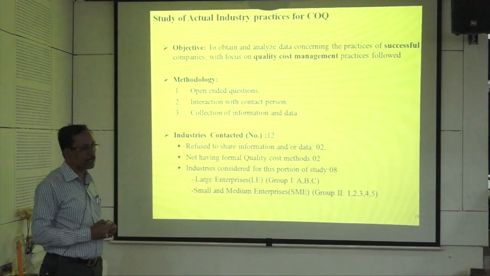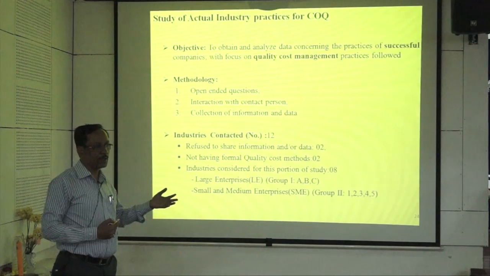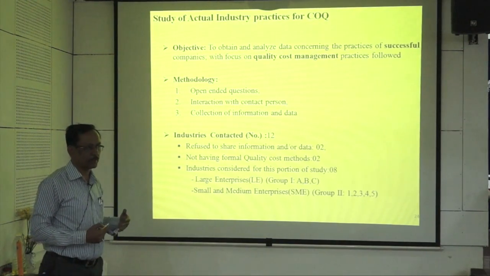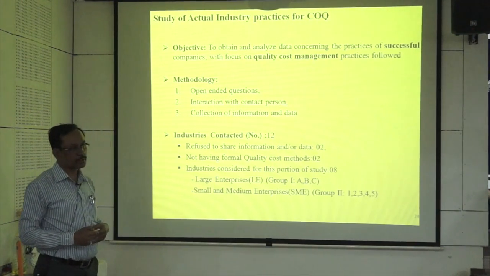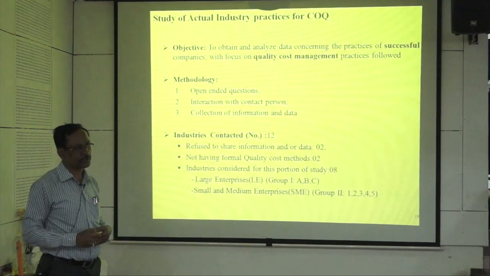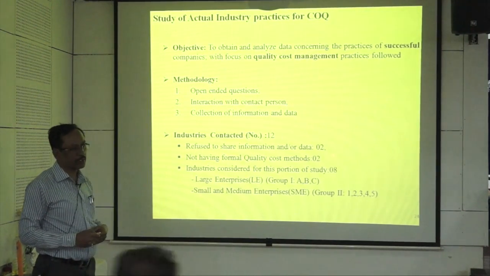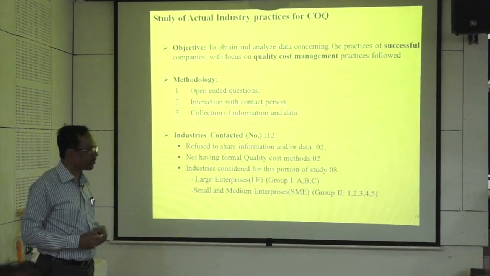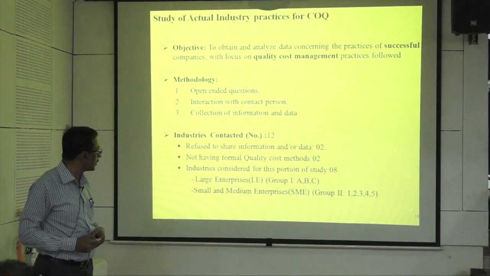So this is all secondary data that I have collected from the industries, and then I compared it for my benchmarking purposes. In all, I contacted 12 industries. Out of those 12 industries, 2 industries went up to the first and second step, but at the final step they refused to share the data, so they are not part of this study. And 2 industries do not have formal cost of quality procedures, so these are not part of this either. So finally there are 8 industries.